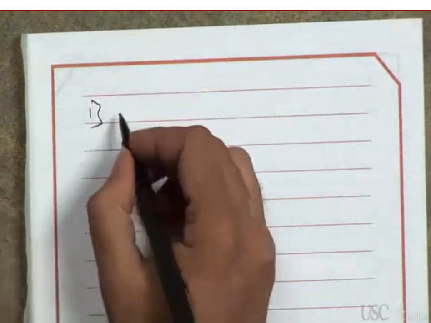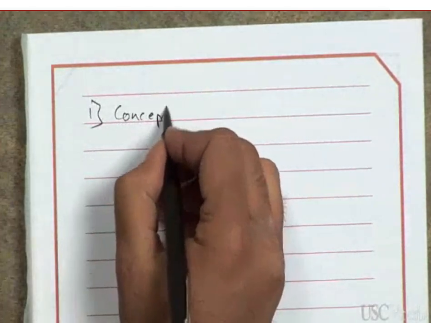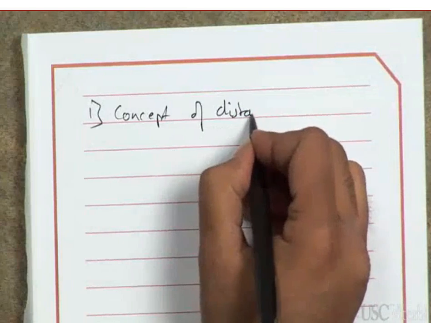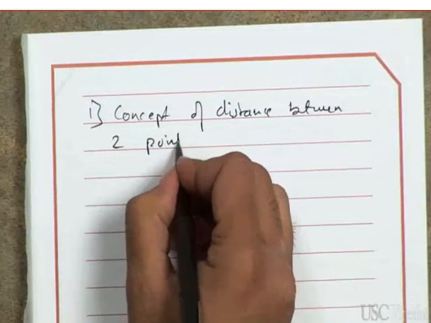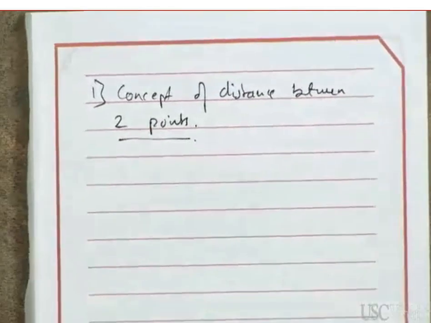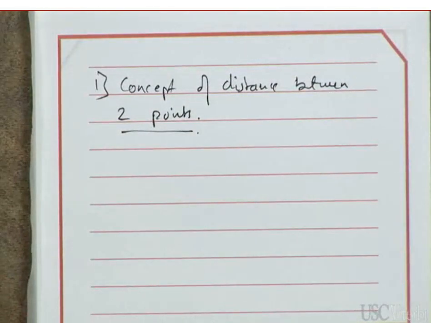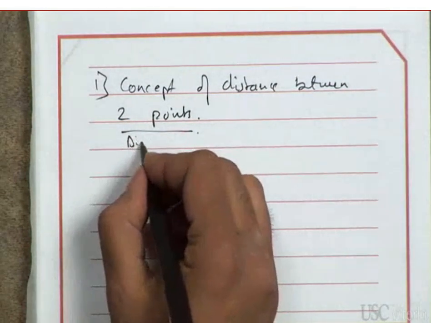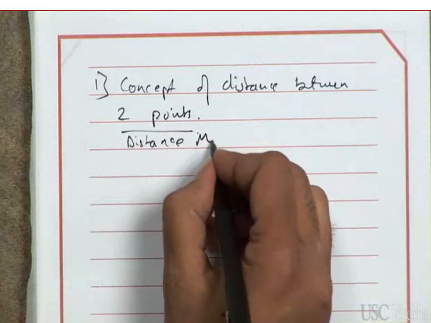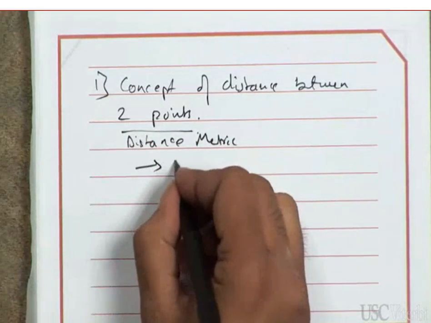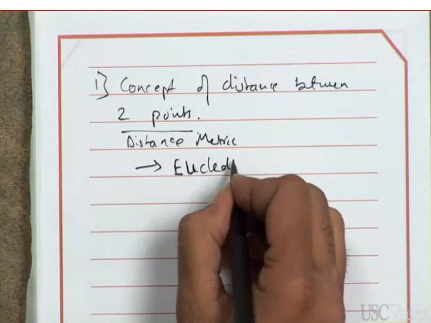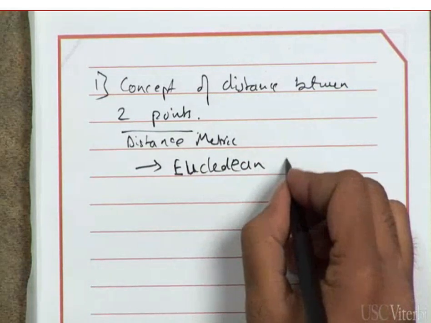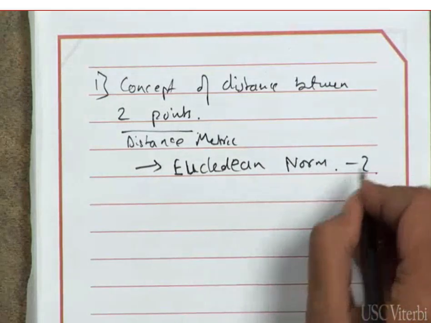So first you need a concept of distance between 2 points. To do k-means, you need a concept of distance between 2 points. There are several distance metrics you can use. One most common is the Euclidean norm.